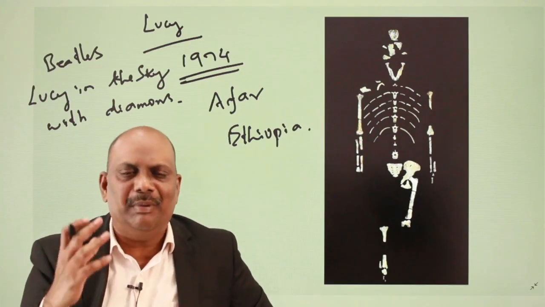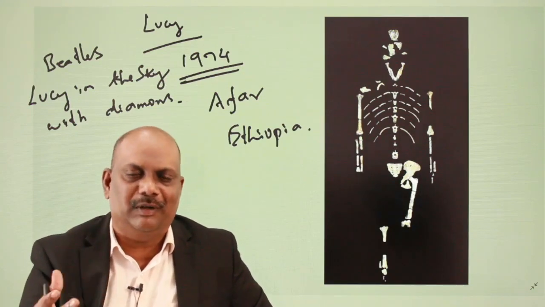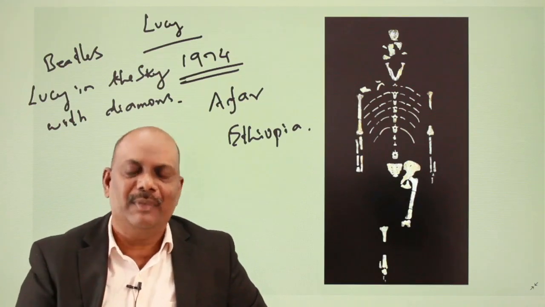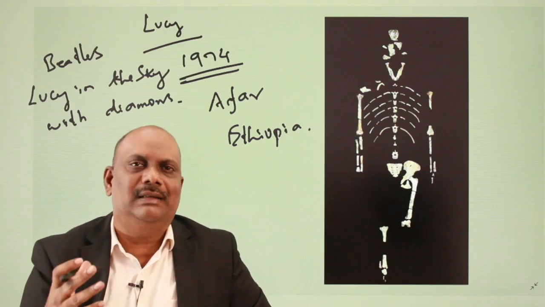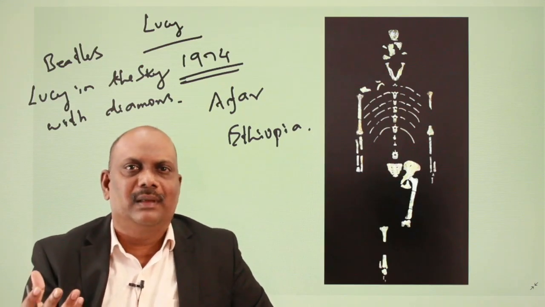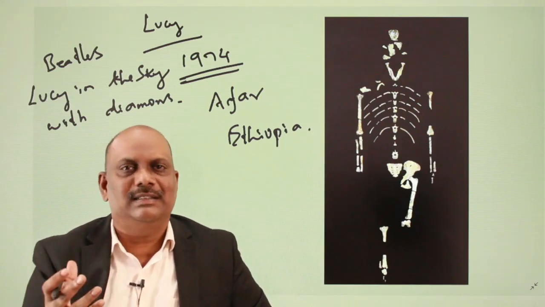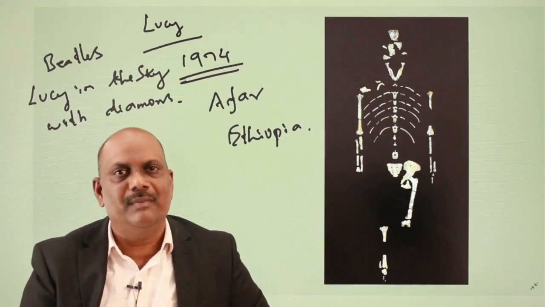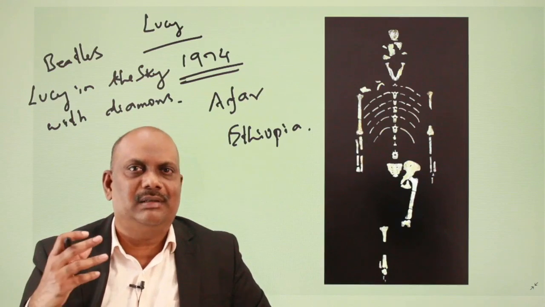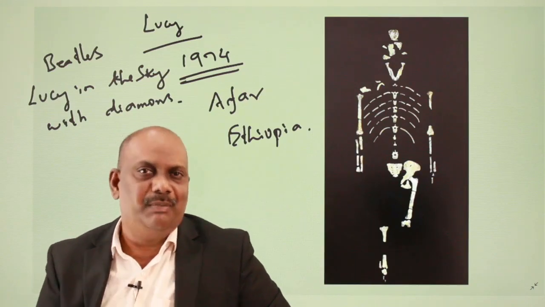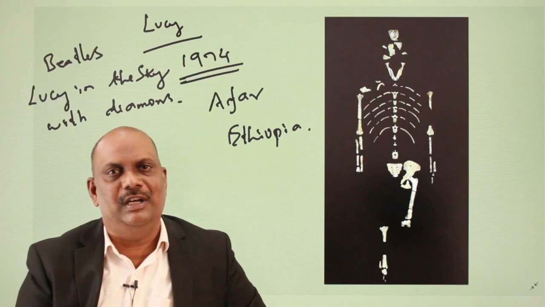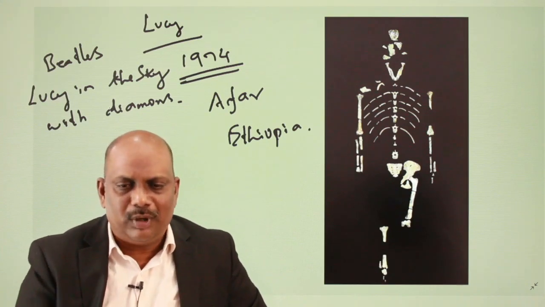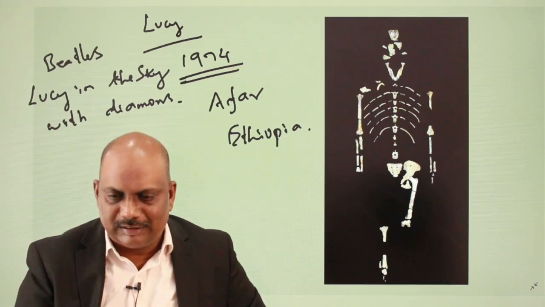There was a number of research which followed this particular excavation, and many anthropologists did a lot of work on Lucy. And we even managed to find out how Lucy died. The majority opinion says that Lucy died due to a fall from a tree. We don't know why she climbed the tree, but she fell and died because of the injuries she sustained during the fall.